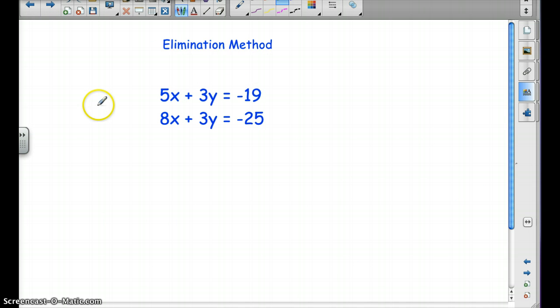The next method is called the elimination method, where you can multiply a row by a constant to get opposite coefficients and cancel out a variable. So the main goal of this one is to cancel out a variable. The easiest variable to cancel out here would probably be the y's, because all I got to do is multiply by negative 1 here. And so when I multiply by negative 1, this is a negative 8x, this becomes a negative 3y, and this becomes a positive 25.